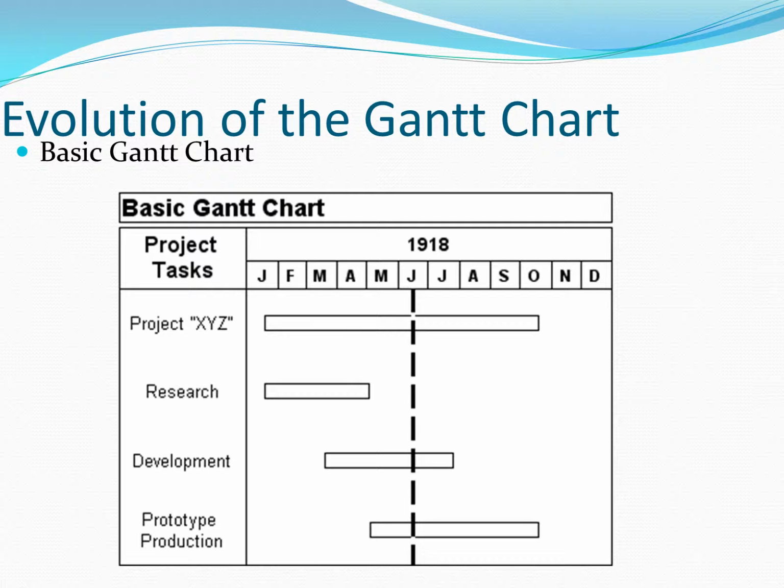Project XYZ, our first subtask is research, then development, then prototype production. You can see that these are a bit staggered. They'll all be going in parallel, but we'll begin with research, continue research as development is going on, and then partially through development, we begin our prototype production. Once our prototype production is done, our entire project is complete. So this top bar, Project XYZ, encompasses all of these three subtasks.